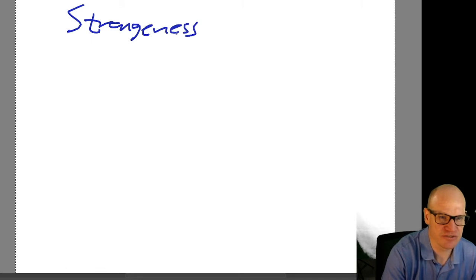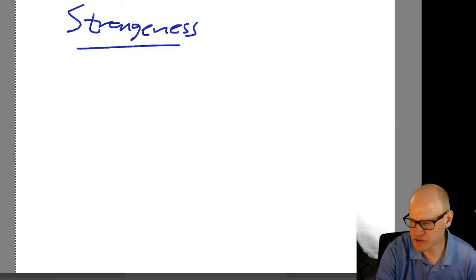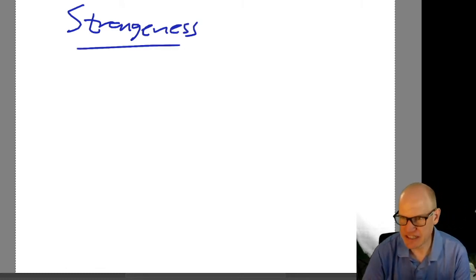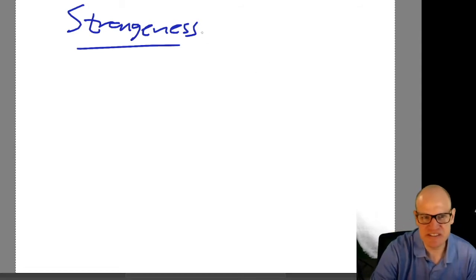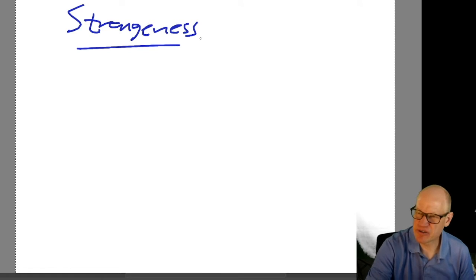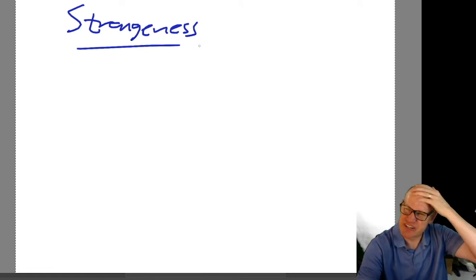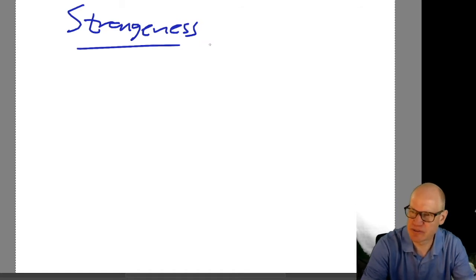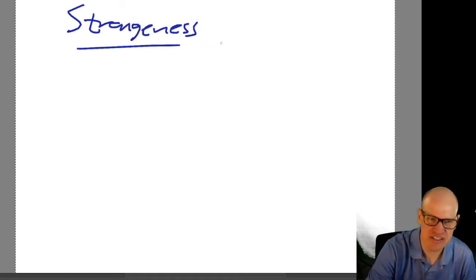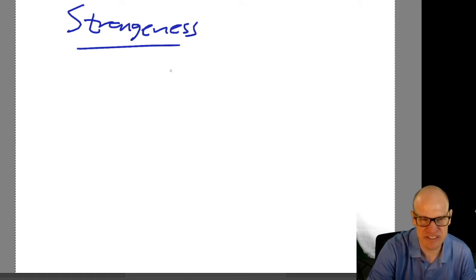Strangeness. The strange quark was the first quark that was discovered. It's the next most massive quark after the up and down quark. Strangeness came up in early particle detectors, and they were like, that's kind of strange. I don't know what it is, but it seems to be a quantity that's conserved in some interactions and not conserved in other interactions.